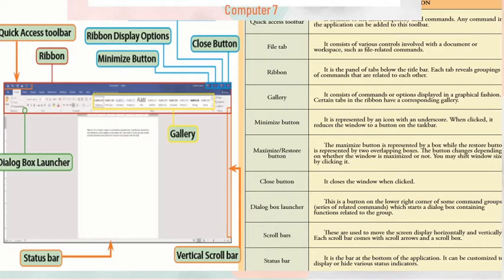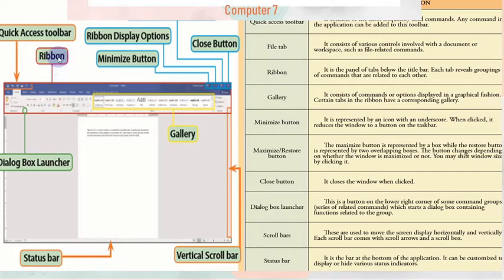The file tab consists of various controls involved with the document or workspace, such as file related commands. Later on, we will be dealing with the file tab.